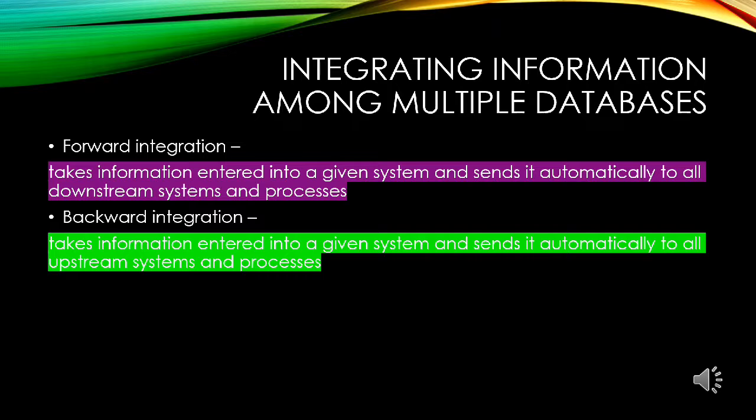Forward integration takes information entered into a given system and sends it automatically to all downstream systems and processes. Backward integration takes information entered into a given system and sends it automatically to all upstream systems and processes.